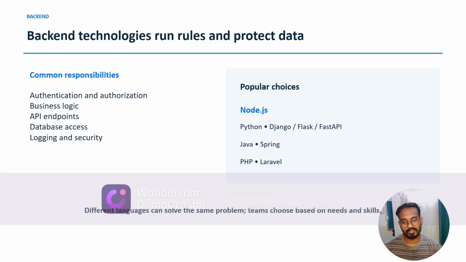So there are many technologies that can be used to build backends. For example, we have Node.js. We have Python frameworks such as Django, Flask, FastAPI. When it comes to Java, we have frameworks like Spring Boot or Spring. When we are using PHP, then we have Laravel.